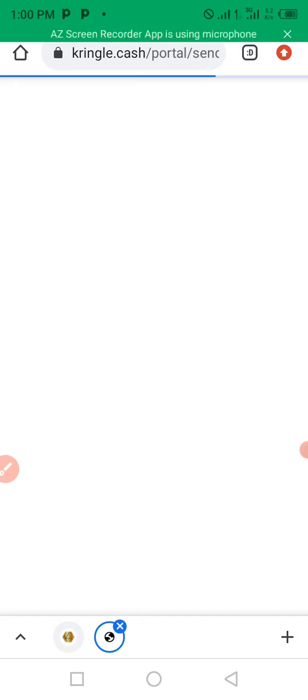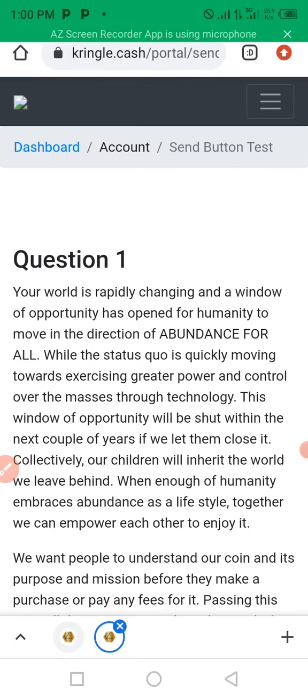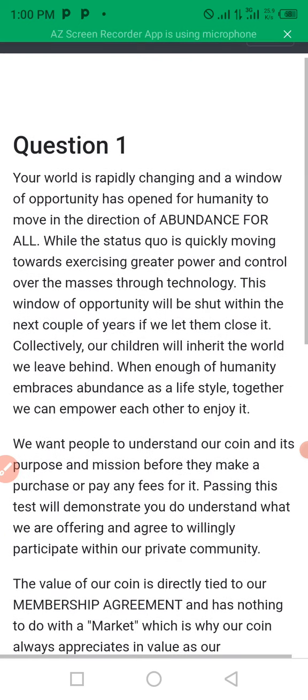Allow it to load. Now, question number 1.